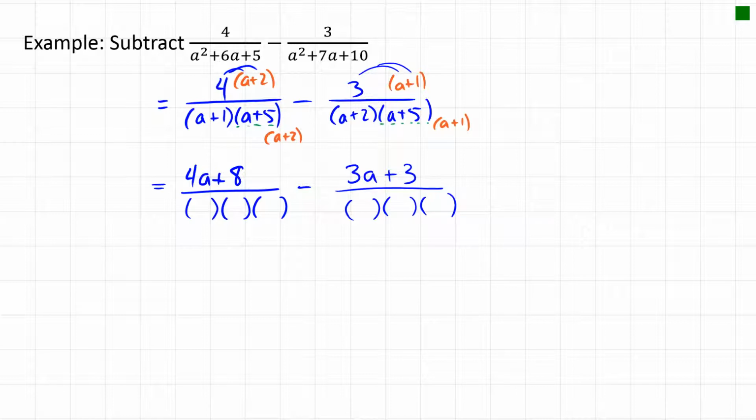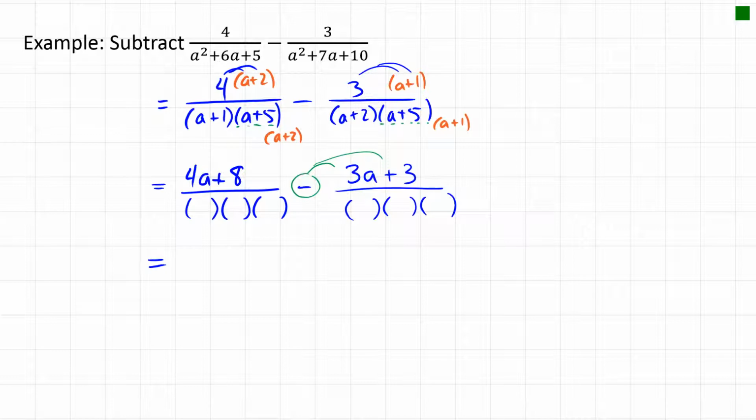Now what I really want you to notice is that this negative here applies to the entire numerator of the second fraction. So it applies to the 3a, and it also applies to the positive 3. So you're welcome to expand out the numerators in this step, just like I've done in this example, but make sure that that negative applies to both terms, or all the terms in the second numerator.